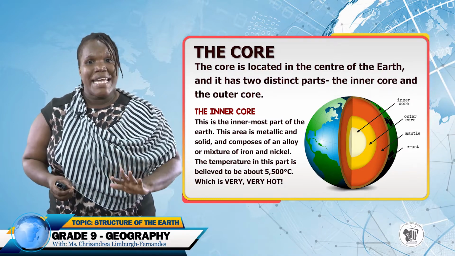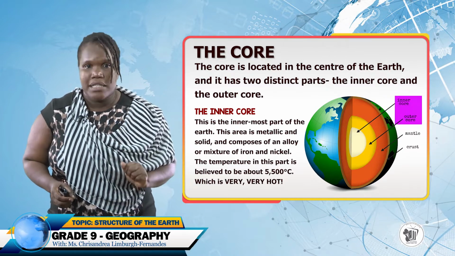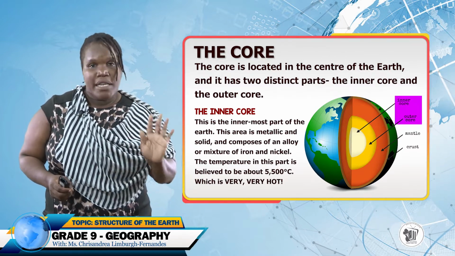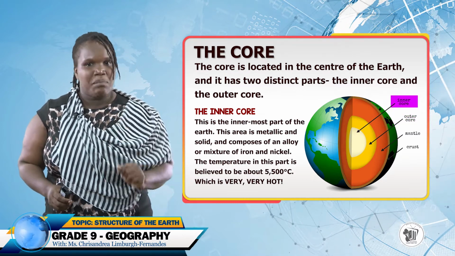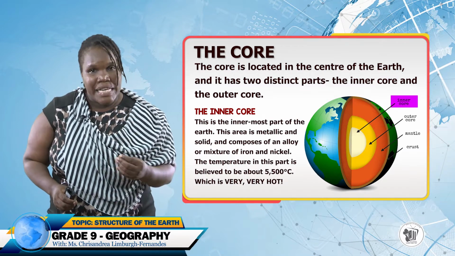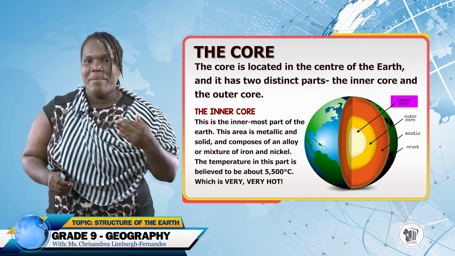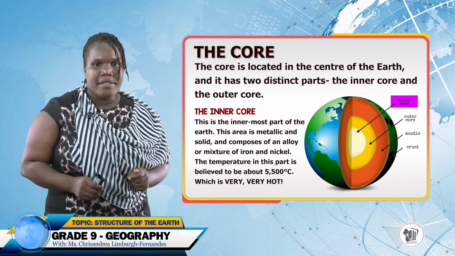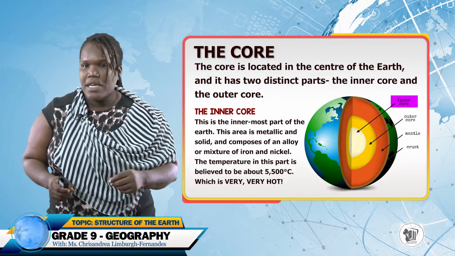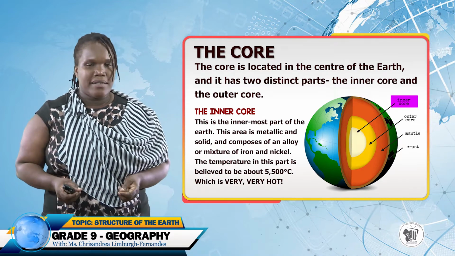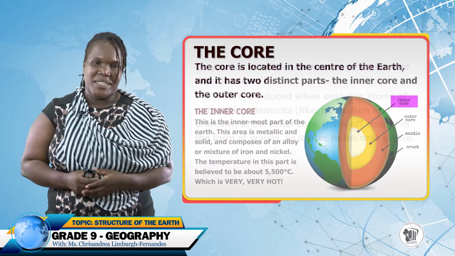Now the core is located in the center of the earth, and it's divided into 2 distinct parts. These are the inner core and the outer core. The inner core is the innermost part of the earth, and it is metallic and solid, and it is composed of an alloy, or a mixture, of iron and nickel. The temperature in this part of the earth is believed to be about 5,500 degrees Celsius. And if you think of it, it's very, very hot.